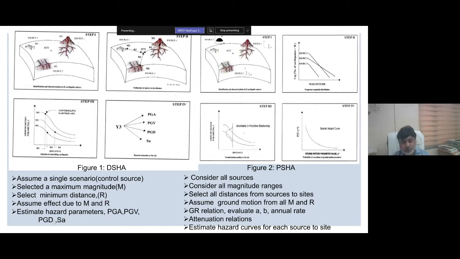We consider all magnitude ranges. We select all distances from the source to the site, and assume the ground motion from M to R. The predictive equations we have to develop, and with the Gutenberg-Richter relations, a and b, we are able to consider annual rates, attenuation relations, and estimate the hazards from each source to the site. So there are several stages for preparing the deterministic and the probabilistic seismic hazards.